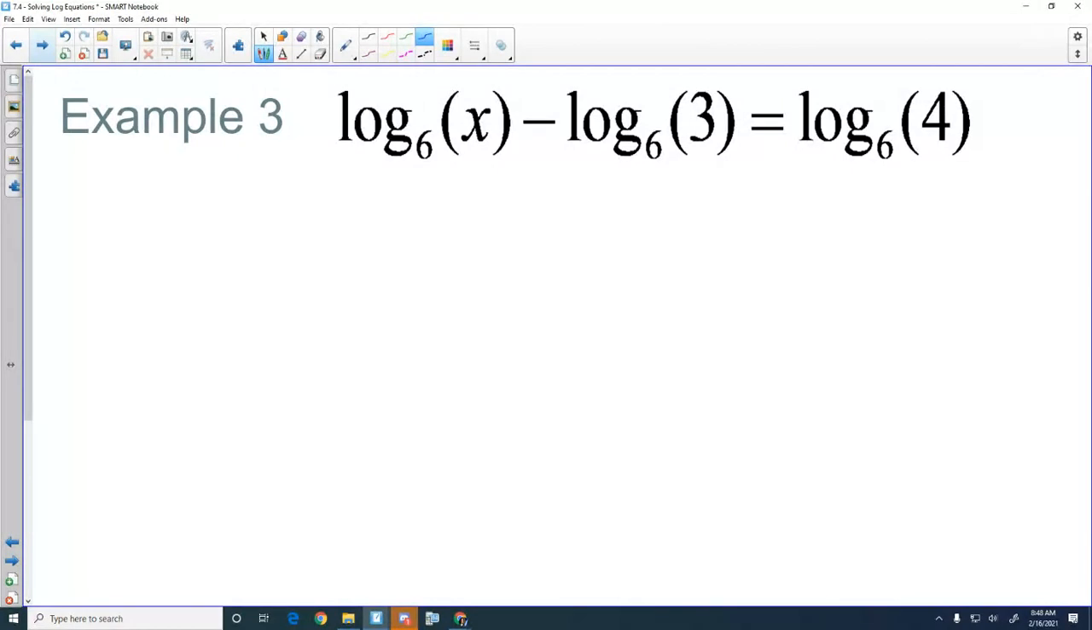So let's look at the left side. I have 2 logs. The right side, there's only 1 log. So the right side's fine. I leave that alone. On the left side, I have 2 logs. Can we combine that into a single log? Do we have a property for that when you're subtracting 2 logs to make it 1? Yeah, what operation do we do for subtraction?